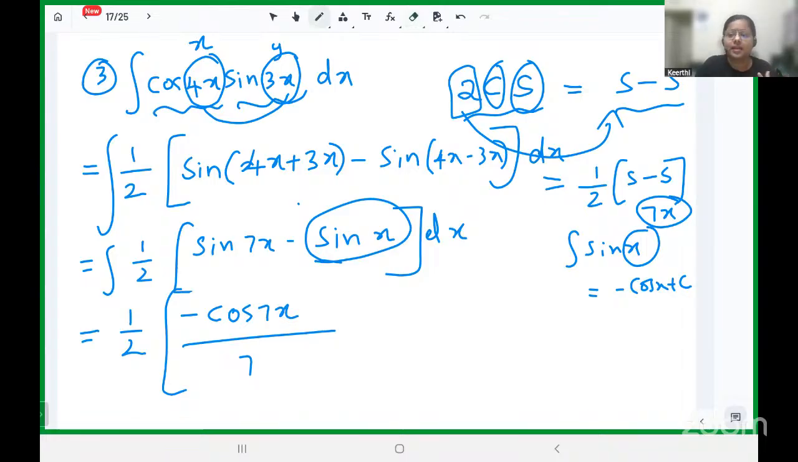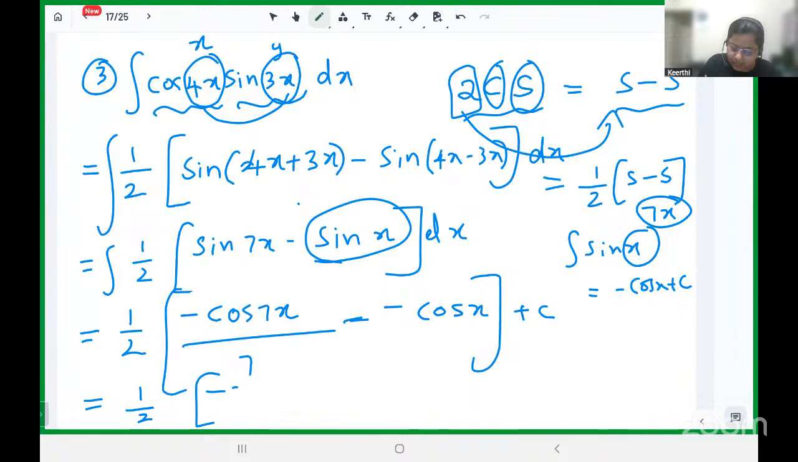What is the integral of sine x? The next term is the integral of sine x. Sine x gives minus cos x plus c, and there is already a minus there, so it becomes plus cos x plus c. So this can be written as 1 by 2 into minus cos 7x by 7 plus cos x, plus c. Okay, so this is our integral.